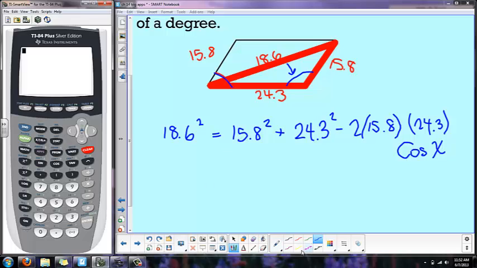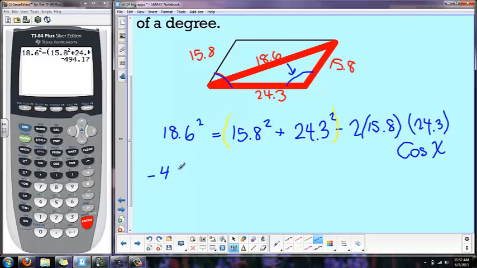So the first thing that we would do to solve this is square this, square that, and then move them all over. Instead of doing that in a bunch of steps, I can just do it all in one in my calculator. So 18.6 squared minus, now I'm going to subtract both of those terms all at the same time, minus 15.8 squared plus 24.3 squared. I'm going to subtract that whole term all at once. Hit enter.